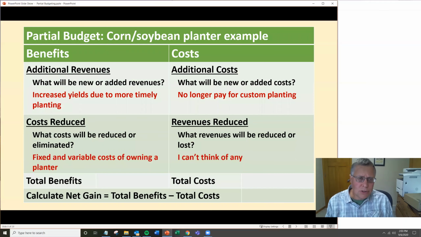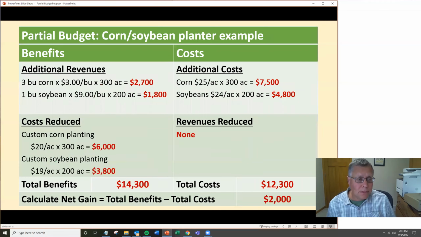So we put it in the same structure. Here's the visual format, with the title across the top, corn and soybean planter example, and then you get your 4 questions laid out. In the red are the answers and how I would lay them out graphically. Here are some calculations I did just to show you how you would go about doing this.